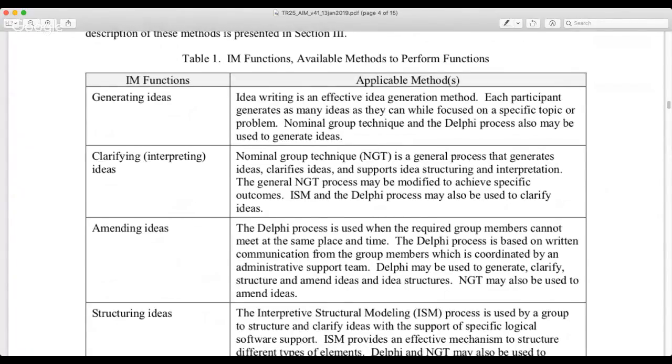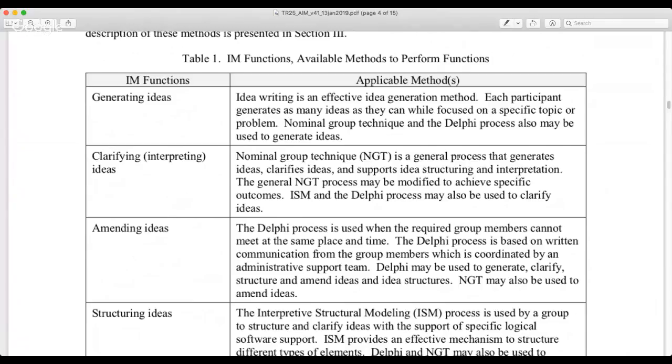When they're generating ideas, of course, you have idea writing, but the nominal group technique and the Delphi process can also be used to generate ideas. No logic-based software is required here, just standard types of computer-based network software can be used to implement these functions.